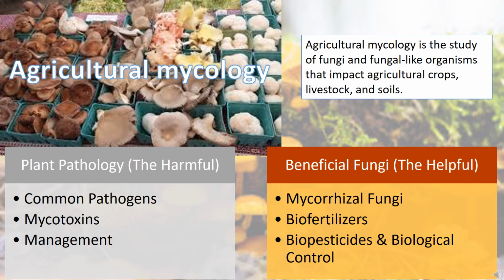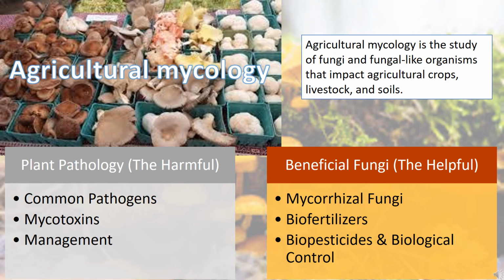losses. Agricultural mycologists study the life cycles, genetics, and spread of these fungi to develop effective management strategies. Common pathogens include blights, rusts, mildews, and molds, e.g., Fusarium wilt, Botrytis gray mold. Mycotoxins. Some fungi produce toxic compounds in crops, like Aspergillus producing aflatoxin, posing serious threats to food safety and livestock health. Management focuses on developing disease-resistant crop varieties, applying biofungicides, and implementing careful post-harvest storage techniques.